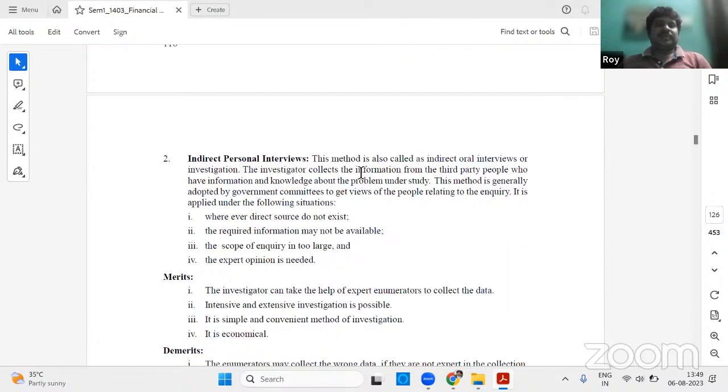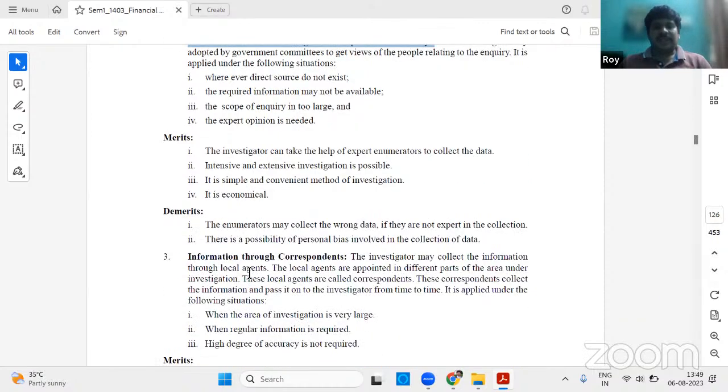Okay, next one, the indirect personal interview. It is also called indirect interview investigation. It collects information from third-party people who have knowledge about the problem under study, not from the direct people. This is adopted by government committees to collect people's opinions and ideas. There are merits and demerits here as well.